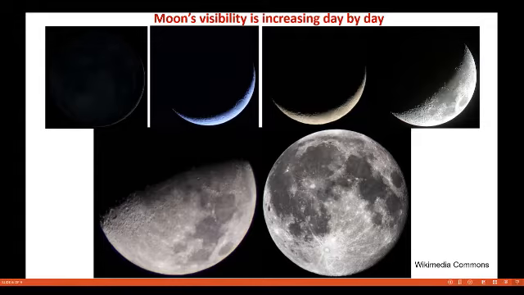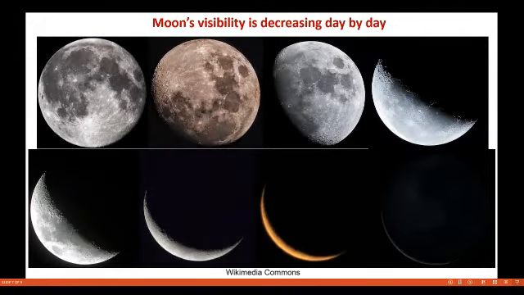Now we will move on to the next slide, and there we will observe exactly the opposite of this happening. Here the moon's visibility is decreasing day by day. First is the entire moon. Part of the moon is not visible. Still a little larger part is not visible. About 50% of the moon is not visible. Then a little more, and like that you have a day on which the entire moon is not visible. So these are called the phases of the moon.